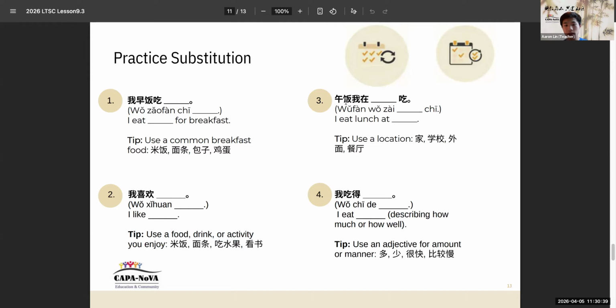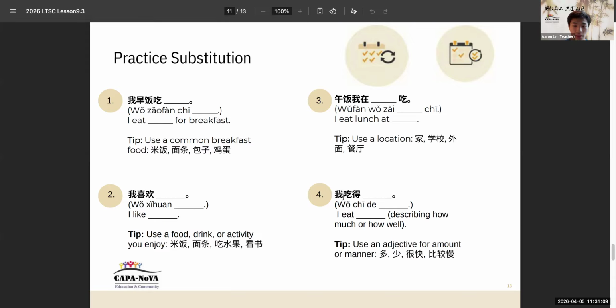Number 3 is 午饭我在 something 吃, which means I eat lunch at a location. Here you would put in a location such as your home, your school, outside, or a restaurant. For example, you could say 午饭我在餐厅吃, which means for lunch I'll be eating at a restaurant or a diner or someplace like that.